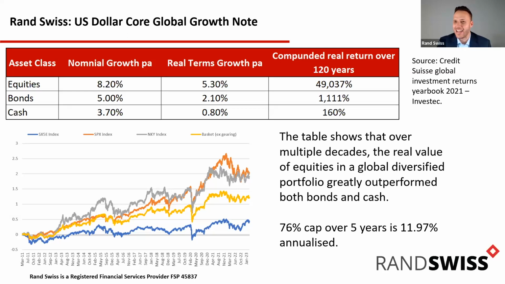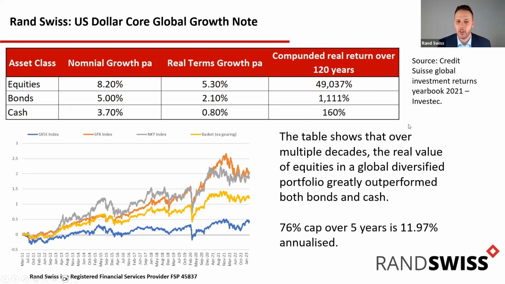Now, for me, I don't think that is the right way of generating medium risk for a client, and this table here will show you why. It's based on Credit Suisse Global Investment Returns Yearbook from 2021, which Investec tweaked. It goes back 120 years of general diversified global equity, bonds, and cash returns.